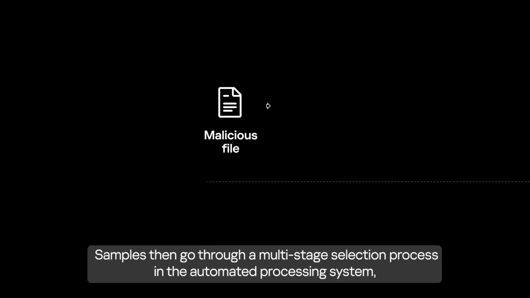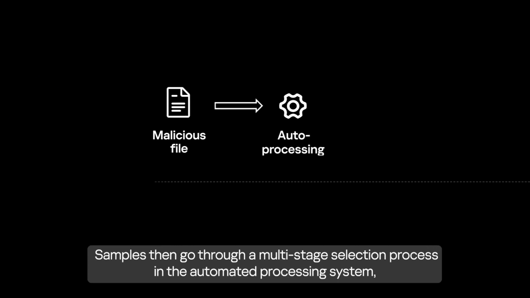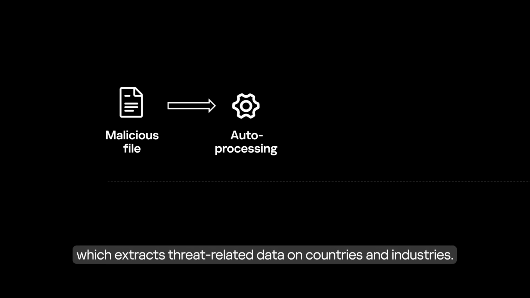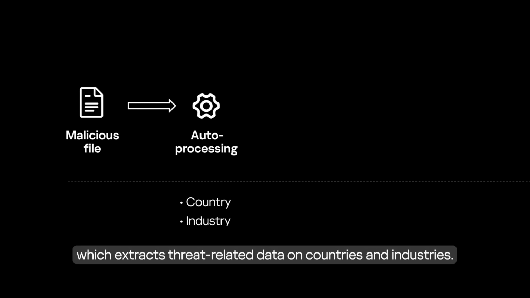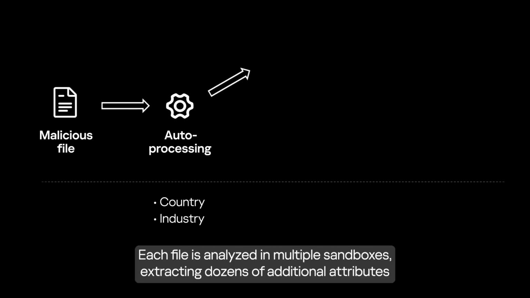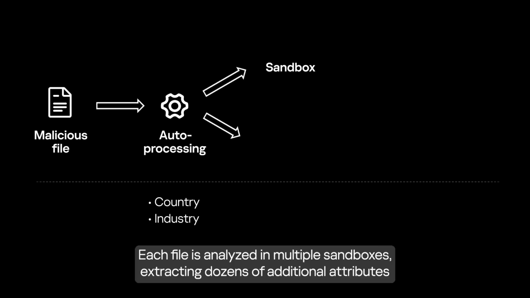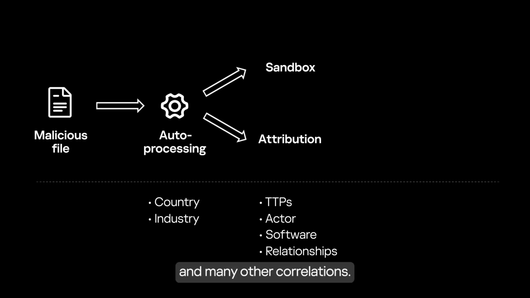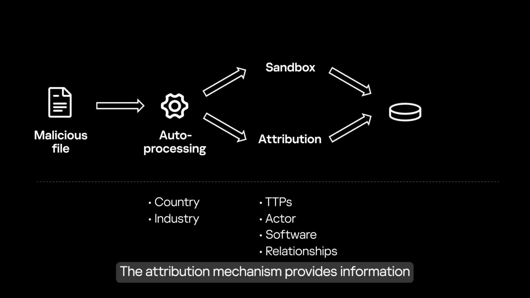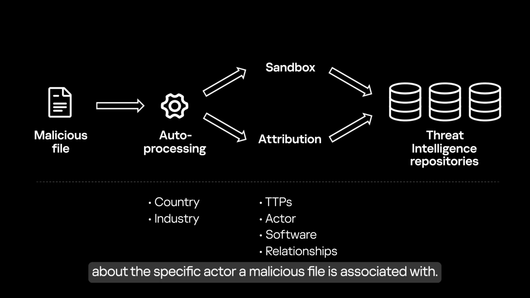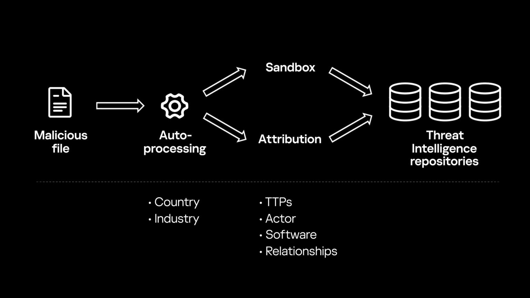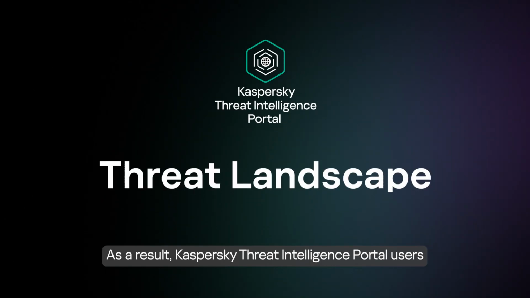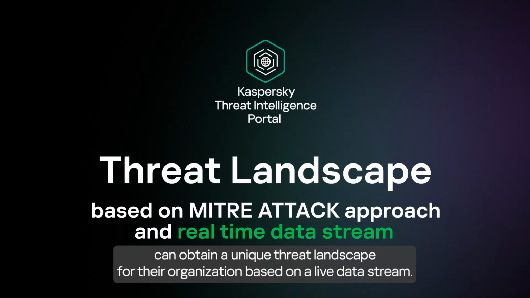Samples then go through a multi-stage selection process in the automated processing system, which extracts threat-related data on countries and industries. Each file is analyzed in multiple sandboxes, extracting dozens of additional attributes such as TTPs, network behavior, behavior in the operating system, and many other correlations. The attribution mechanism provides information about the specific actor a malicious file is associated with. As a result, Kaspersky Threat Intelligence Portal users can obtain a unique threat landscape for their organization based on a live data stream.